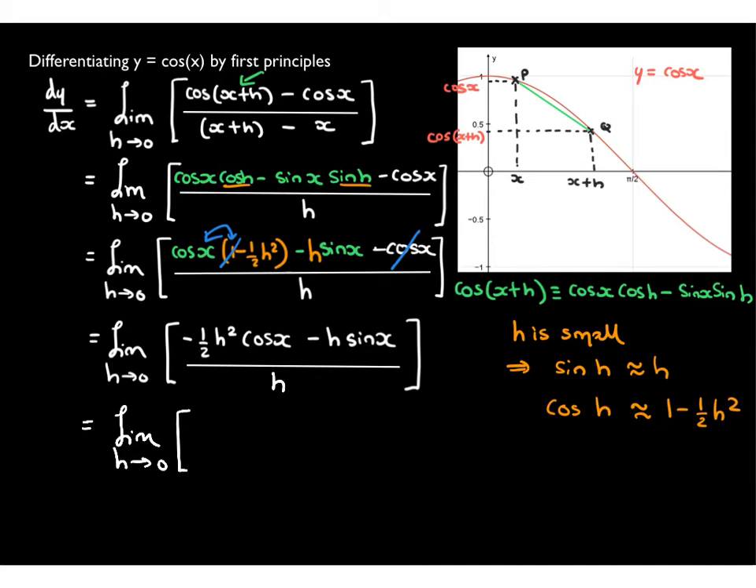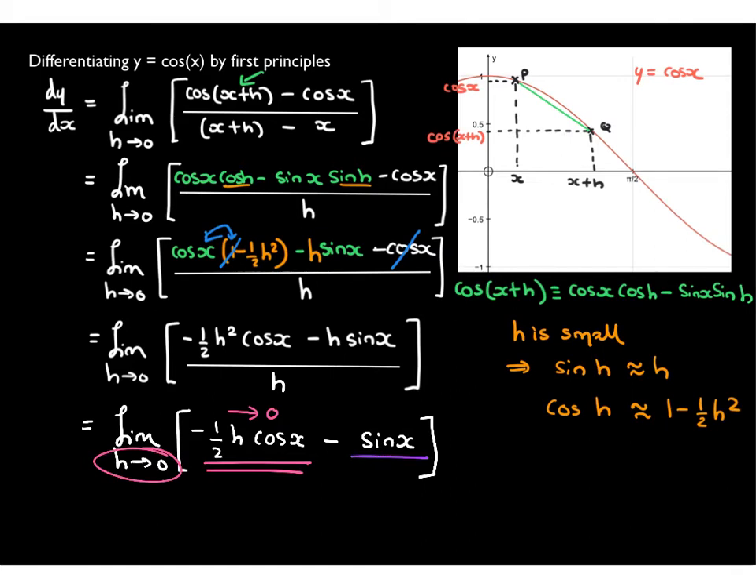We're going to end up with negative a half h cos x minus sin x when we divide each part by h. So now we're going to allow h to approach 0, which means that because there's a factor of h here, this will approach 0, but this part here, which has no h feature, will simply remain as negative sin x. So this tells us, very interestingly, that the derivative of y equals cos x is negative sin x.